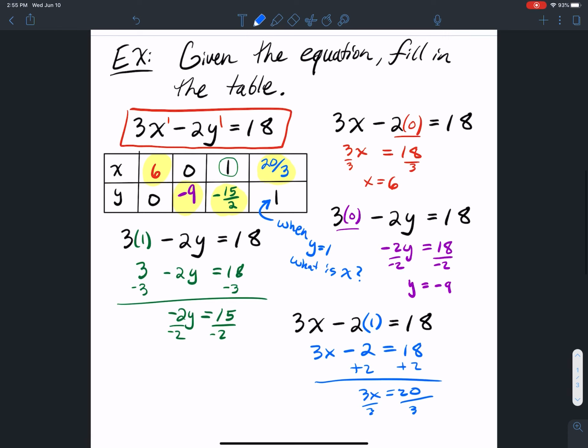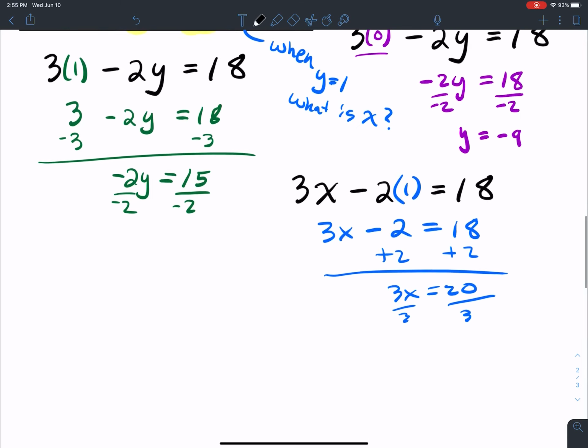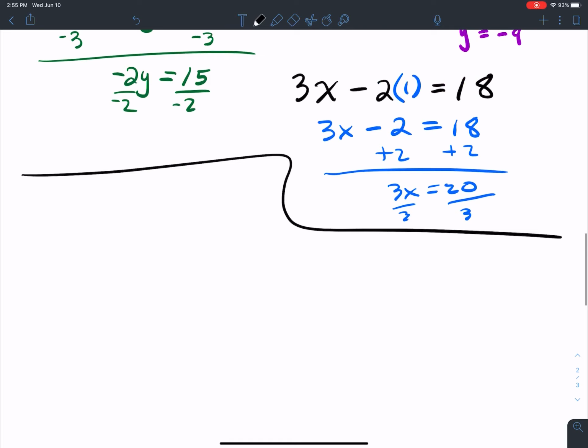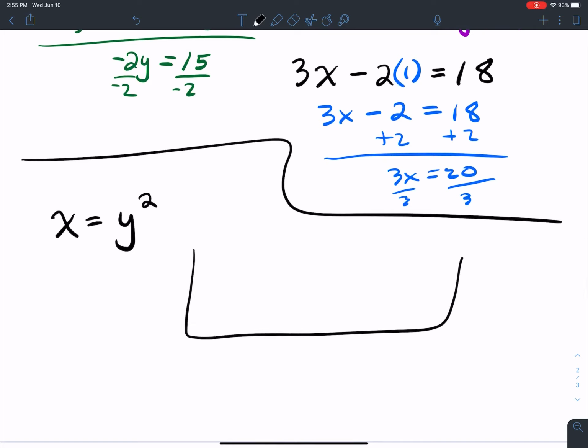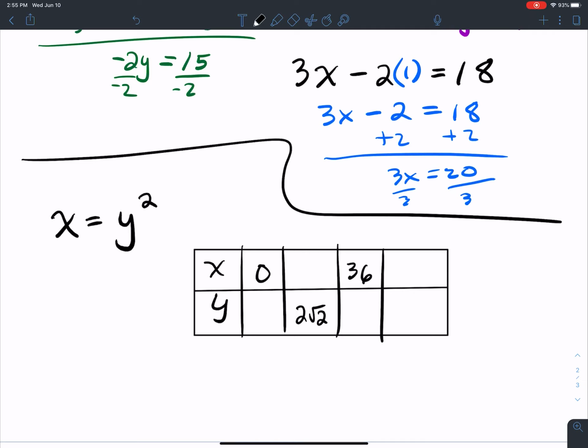So let's do one more of those, and we'll do one that's not linear. That way you'll see what to do in that scenario too. So let's do x equals y squared. I'm going to make a box, and I'm going to put an x and a y. I'm going to do 0, 2 square root 2, 36, and negative square root 3.